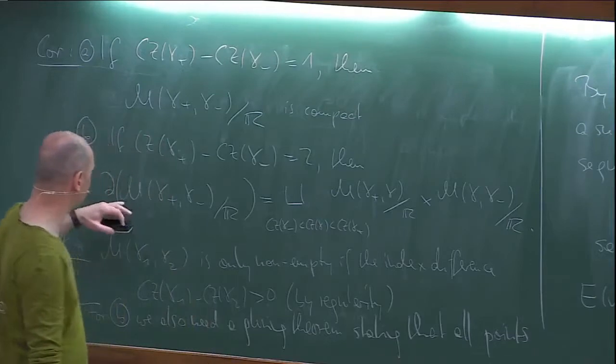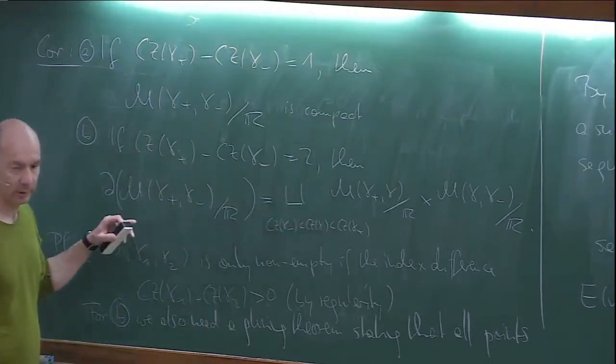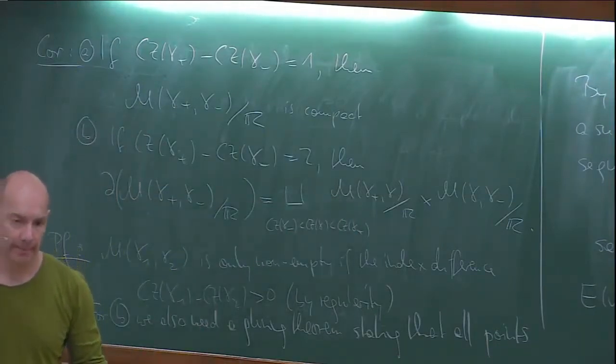Right, so this is really a statement about the boundary, in a sense, of manifolds. This is a manifold with boundary, and its boundary consists exactly of all these points. Yeah?